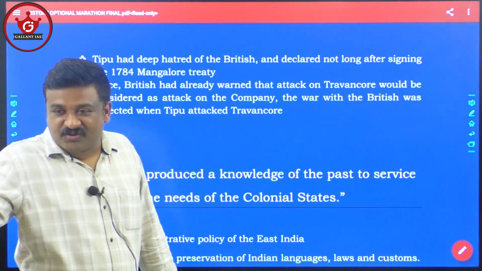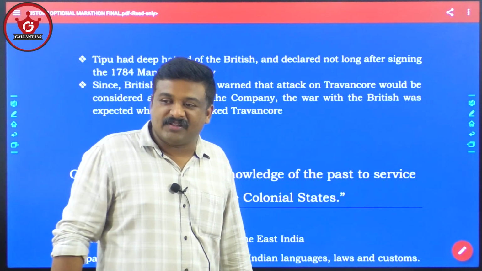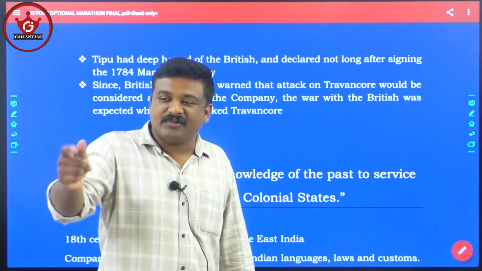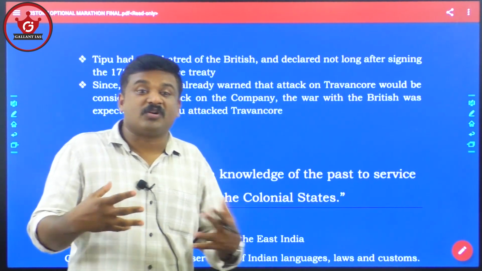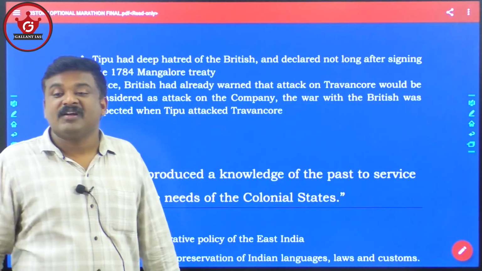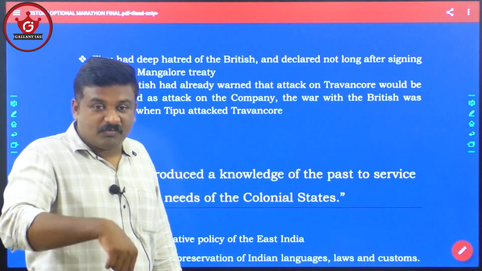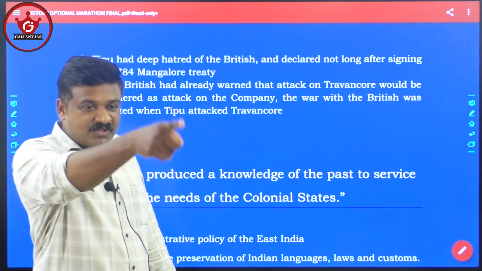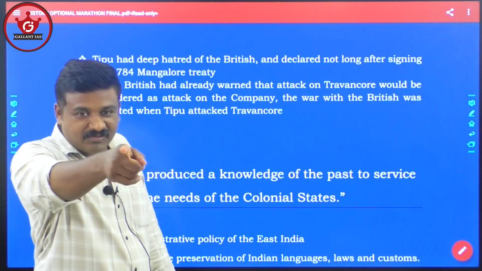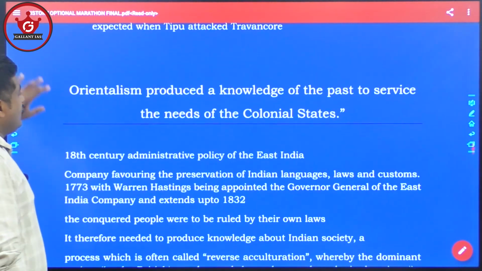If somebody attacks you, Mr. Travancore Raja, I am there to support you. So the British had already made that friendship and alliance with the Travancore Raja. So Tipu also must be mindful: if I attack Travancore, there will be a chance of attack by the British. Am I right? So these aspects you cover. Thank you. Now go for Orientalism.